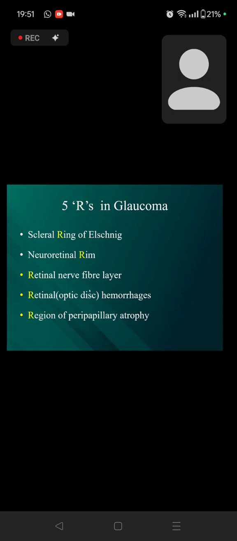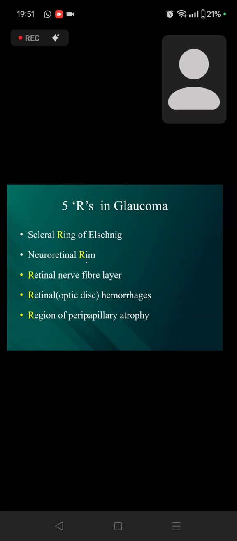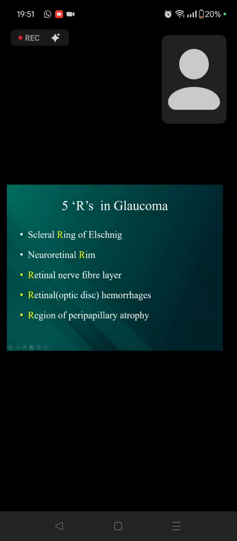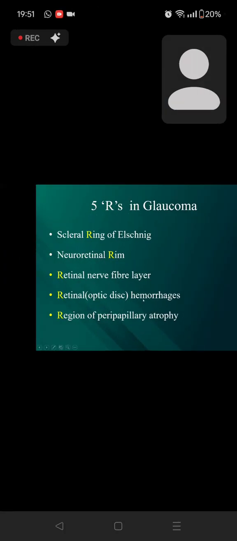And next one is neuroretinal rim. Always look for the superior, inferior rim thinning and violation of the ISNT rule. And third one is retinal nerve fiber layer. Look for the RNFL loss, and using the red-free filter, please see whether the vessels appear prominent and whether there is any wedge defect. Then look for hemorrhages, and finally look for the region of beta zone of the peripapillary atrophy. So remember these 5 R's when you look at the optic disc in glaucoma.